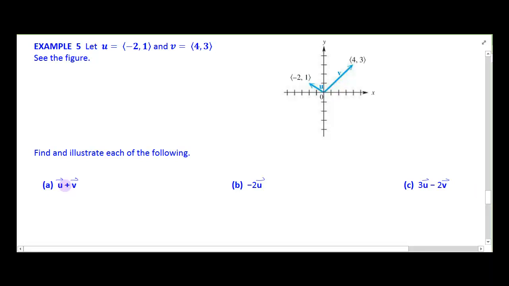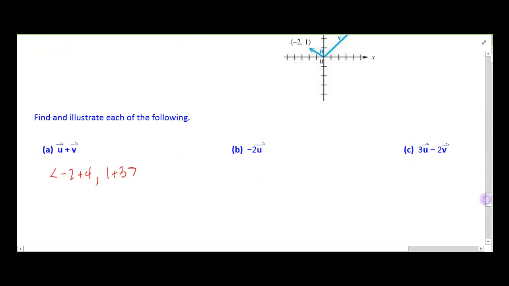So when I'm doing that, again, I am just going to be adding their horizontal components along with their vertical components. So I'm going to write this as -2 plus 4, because those are the horizontal components of the two vectors, and then 1 plus 3, because those are the vertical components of the vectors. When we simplify that, we can see that that would be 2 and 4. So this is the new vector created by adding vectors u plus v.